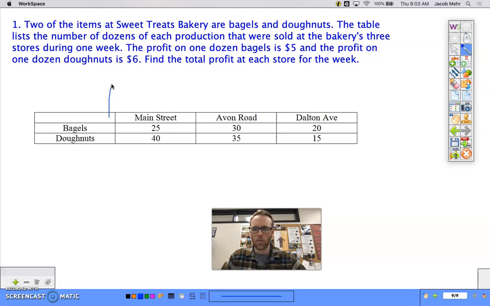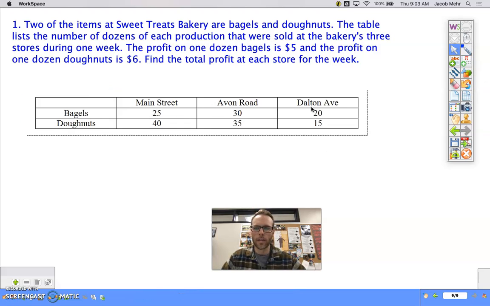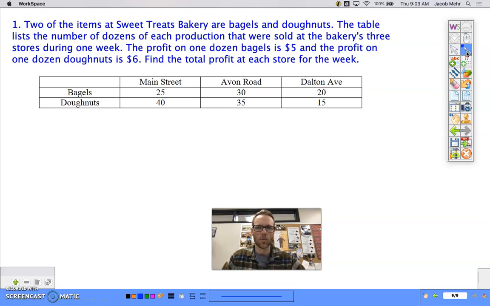Okay. So let's think how we would approach this if we did not use matrices. Well, if we wanted to know the total profit for each store, if I wanted to find the total profit for Main Street, what would I have to do? I would have to take 25 dozen bagels times what was the profit on a dozen bagels? 5. I'd have to take 25 times 5. 25 dozen bagels times $5 per dozen.